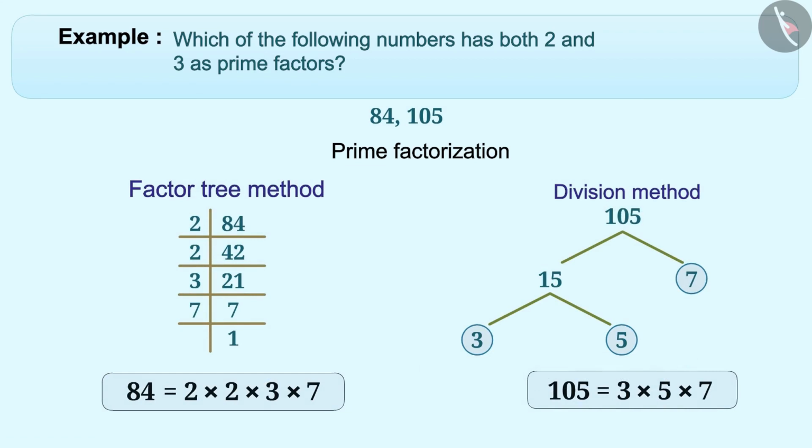As you can see, both the numbers 2 and 3 are the prime factors of 84 only. So the answer to the given question is 84.